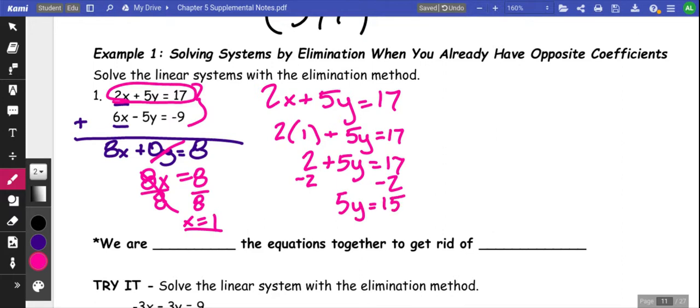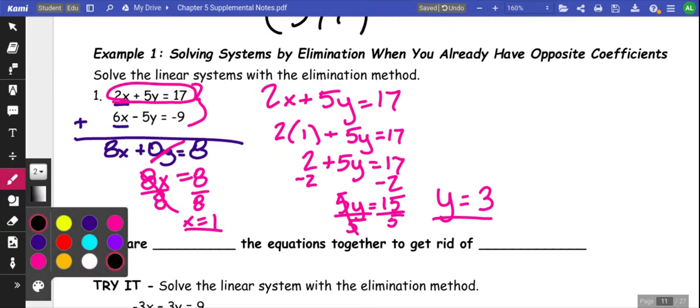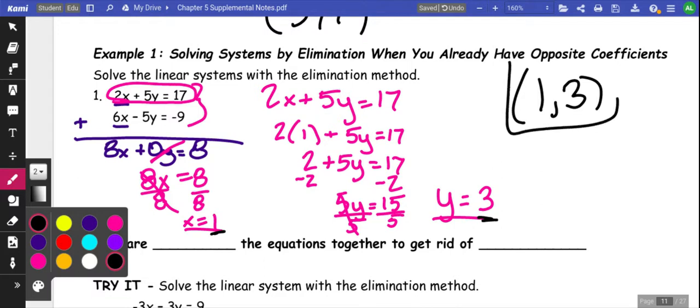And now I'm multiplying, so I can divide by 5 and divide by 5. Cancel that out, and I get y is equal to 15 divided by 5. Y is equal to 3. When I write my final answer, I want to have it in that XY, ordered pair format. So X first, then Y. I'm going to have (1, 3) as my final answer.